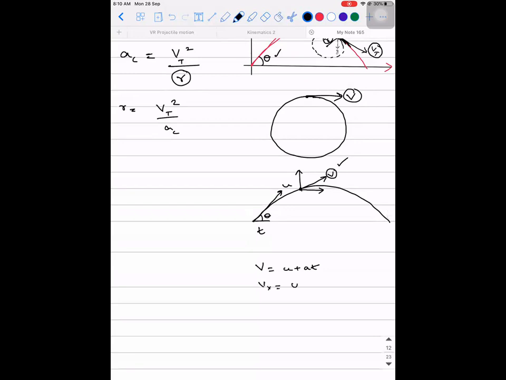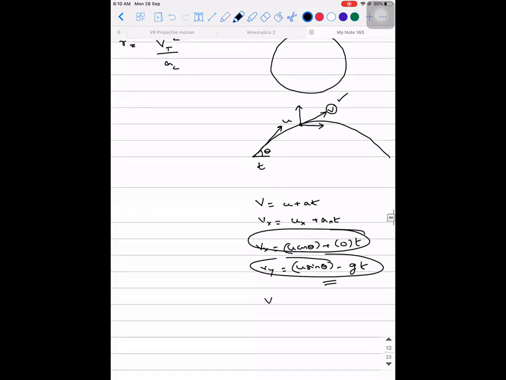So Vx will be equal to ux plus ax into t. Accepted? Yes, sir. So Vx will be equal to u cos theta plus 0 into t. Similarly, Vy will be equal to u sin theta minus g into t. Accepted? So you know Vx, you know Vy. Then what is the value of V? Root of Vx square plus Vy square.